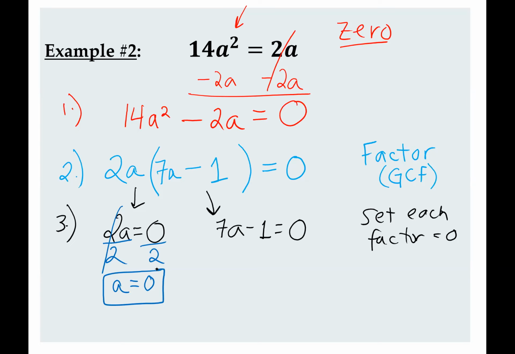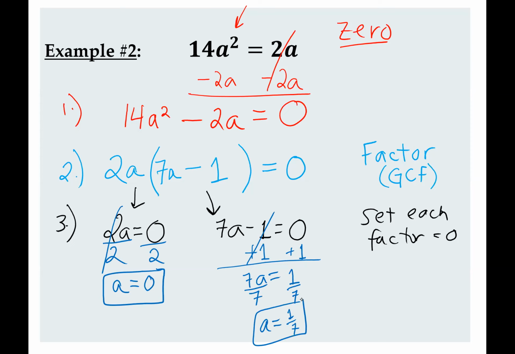Moving on to the next factor, 7a minus 1 equals 0. Let's add 1 to both sides. So I'm writing plus 1 to cancel out with the minus 1. Then I have 7a equals 0 plus 1 is 1. Divide both sides by 7. We don't need decimal answers here, okay? So just leave it as a fraction. I have 1 divided by 7. That's just 1/7.